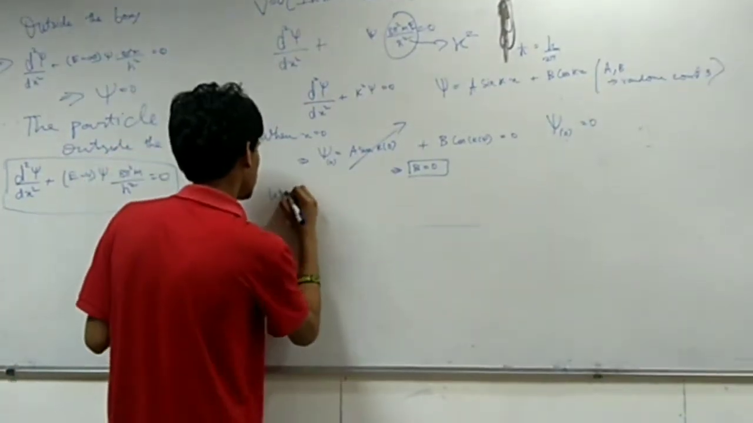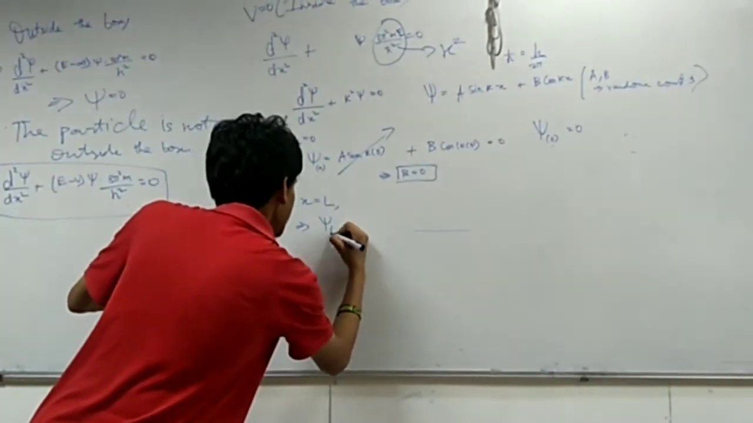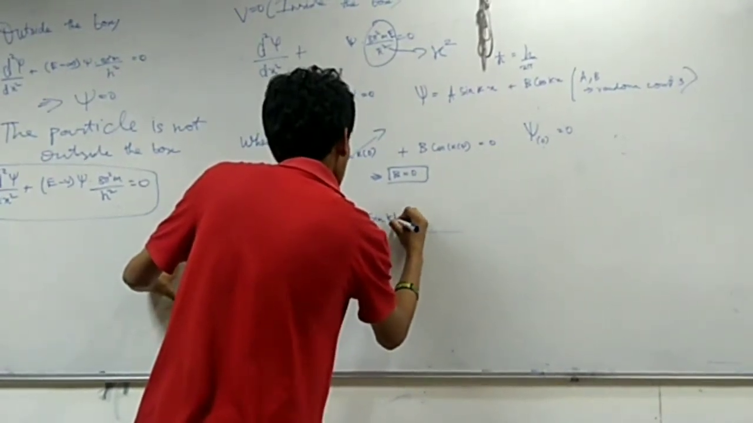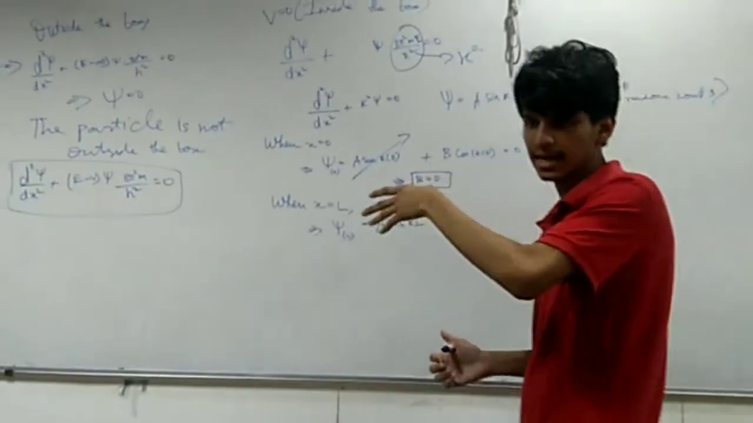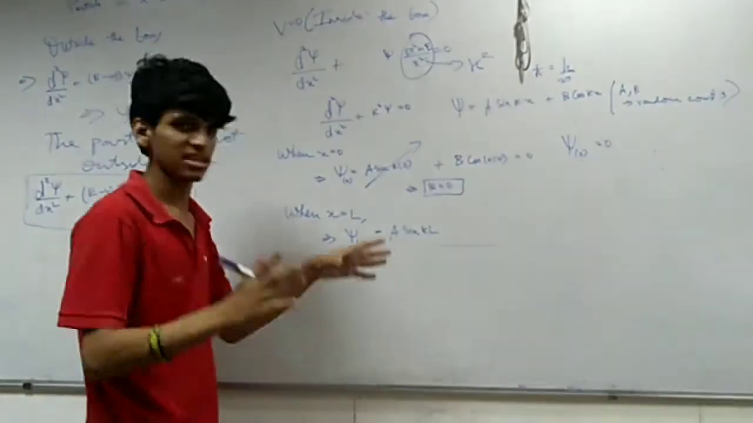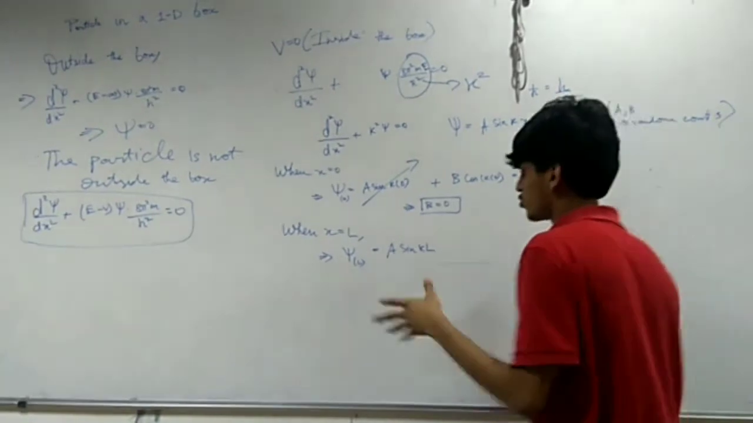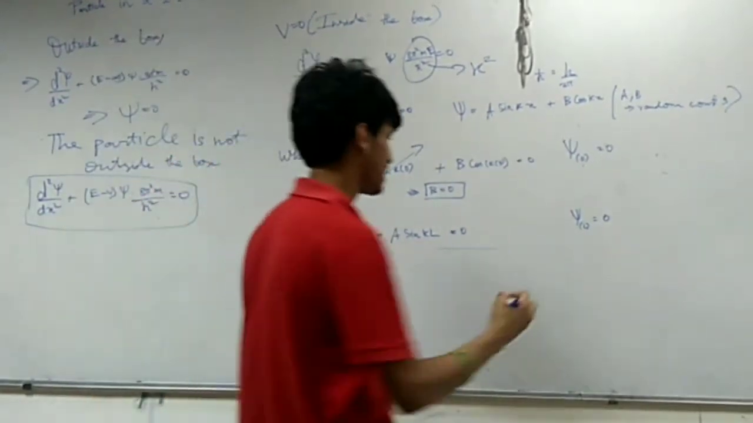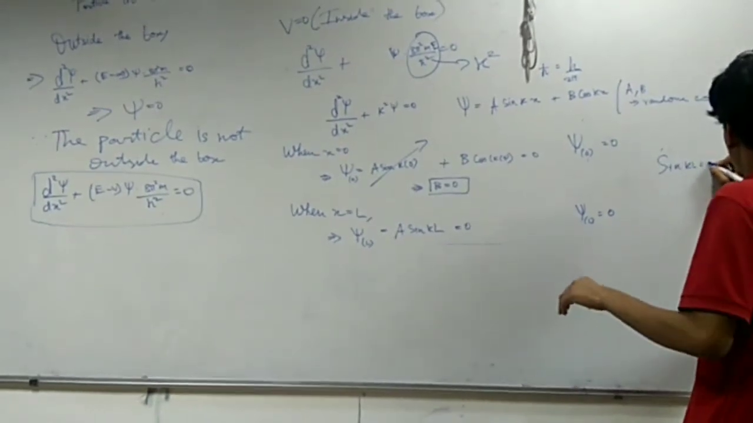Now on substituting x is equal to L, we get ψ of L is equal to A sin KL, as the B term has gone completely. We obviously need to know that ψ of L is also equal to 0 and ψ of 0 is equal to 0. This exists between and not at the constraint itself. So if we equate this to 0, A is a constant, so A can't be 0. So sin KL is equal to 0.